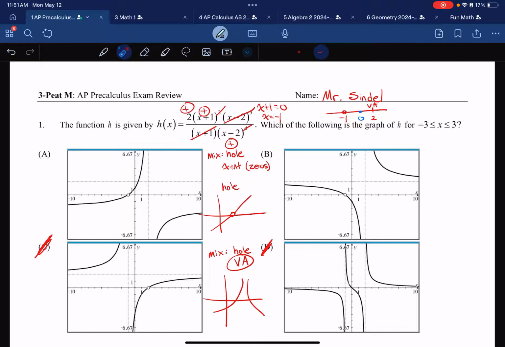So when I do 0, 0 minus 2 is a negative. A negative to an odd power is a negative. And down here, when I plug in a 0, 0 plus 1 is positive, which is a positive. I have the signs on all of these.